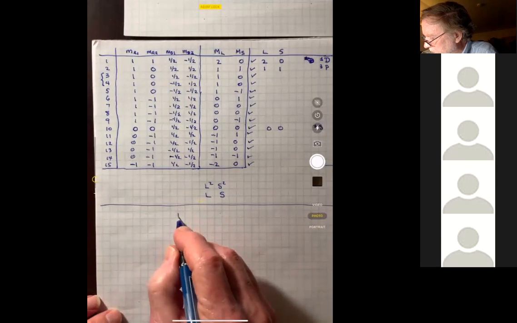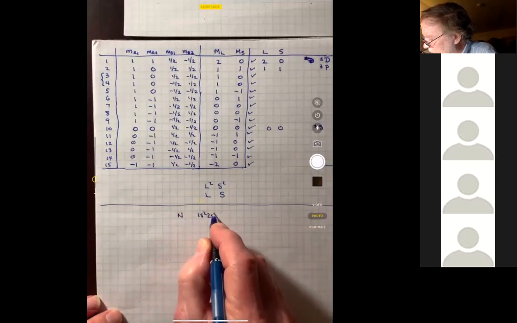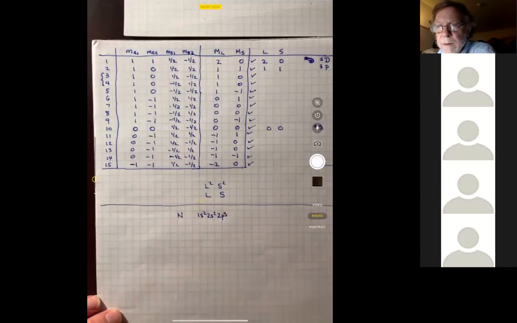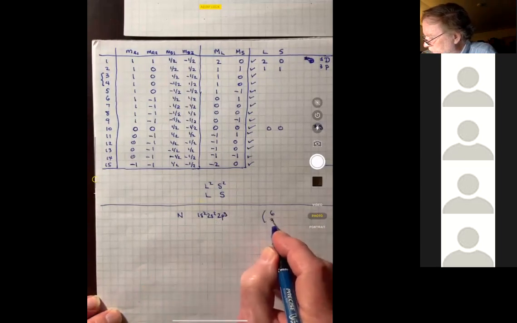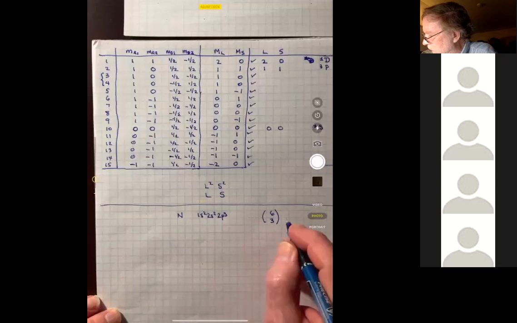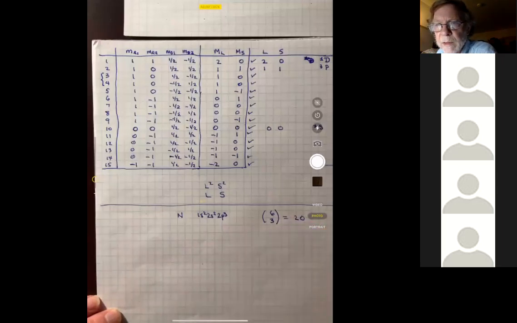Let's do nitrogen here. So nitrogen has the configuration 1s squared, 2s squared, 2p cubed. It has 3 2p electrons. Therefore, the degeneracy of the ground state of the central field approximation is 6 choose 3, which turns out to be 20. It's 20-fold degenerate. There are 20 Slater determinants.